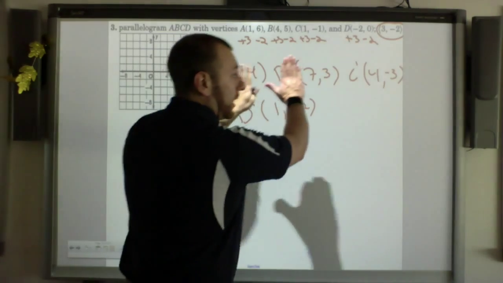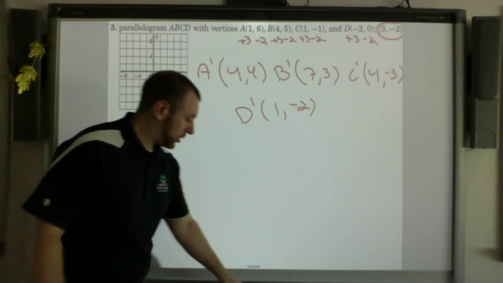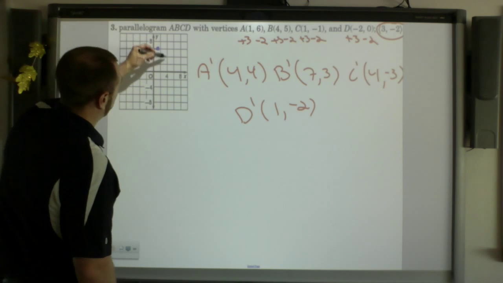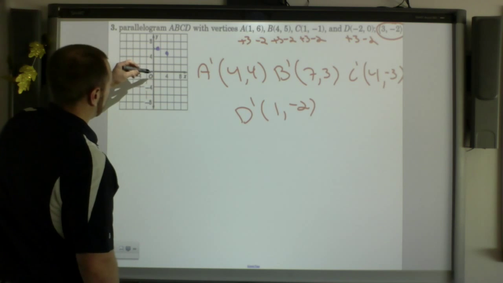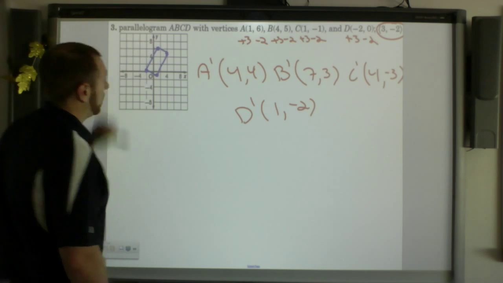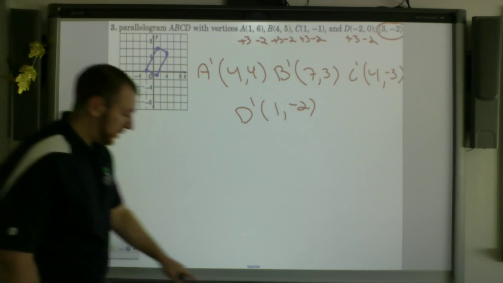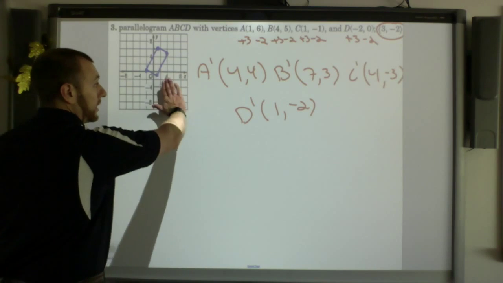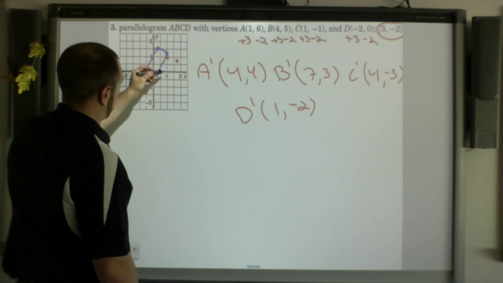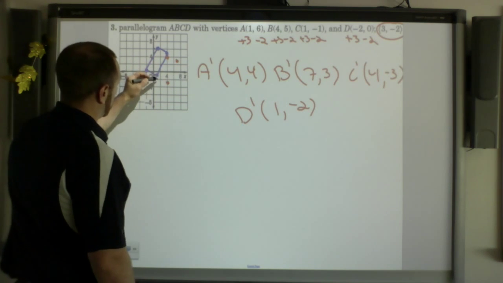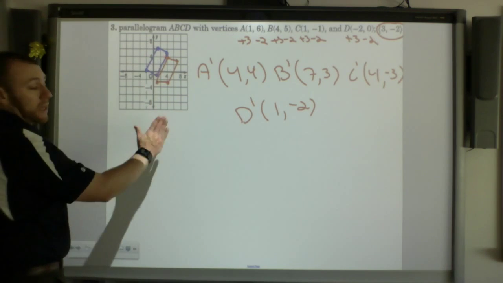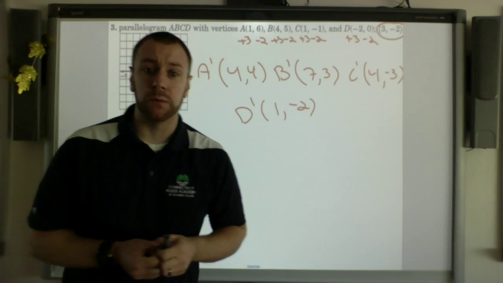Again, I'm moving right and down. So if I plot my original: 1, 6, 4, 5, 1, -1, -2, 0. I'm going to take that and move it right 3, down 2. 4, 4, 7, 3, 4, -3, 1, -2. Right, down. So that's how you perform the translations.